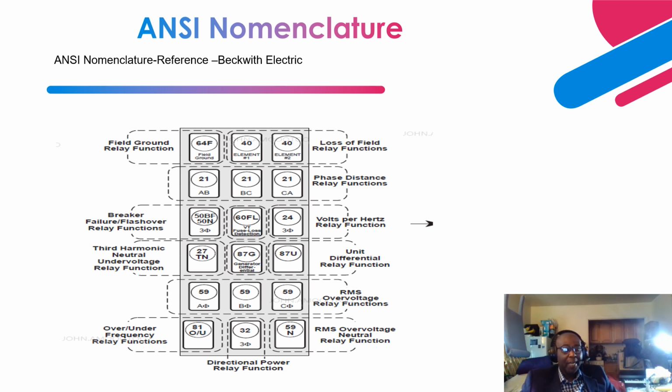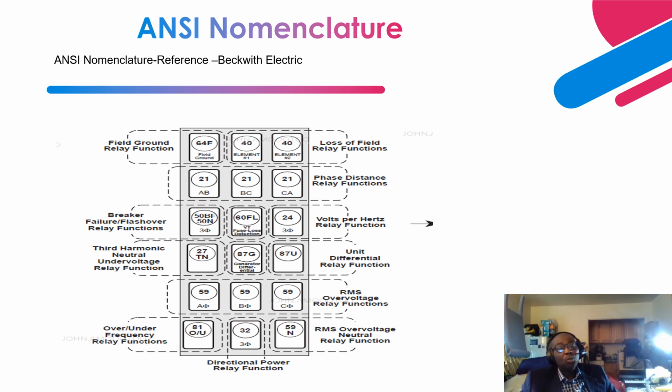Next is 59. 59 means an overvoltage relay. So you can utilize 59 for each phase that you protect. Next is over and under frequency. These are frequency elements that protect the turbine side of the turbine generator. So 81O is over frequency protection, and 81U is under frequency.